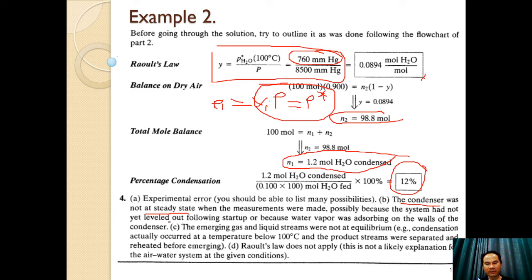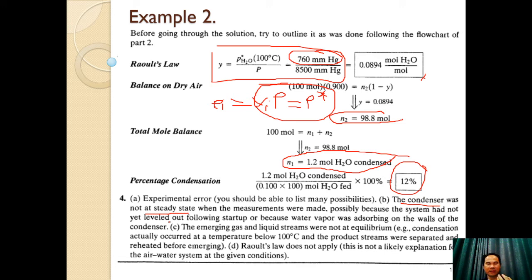Okay. The second reason is maybe gas and liquid were not in equilibrium. The condensation actually occurred at a temperature below 100 degrees Celsius. And also the product streams were separated and reheated before merging. Or maybe it's not steady state, because we have to allow some startup time before steady state. And also Raoult law does not apply. I will talk to you again next time about the air water system.